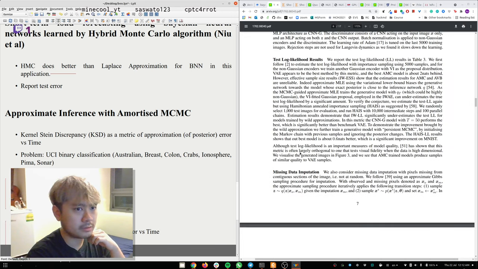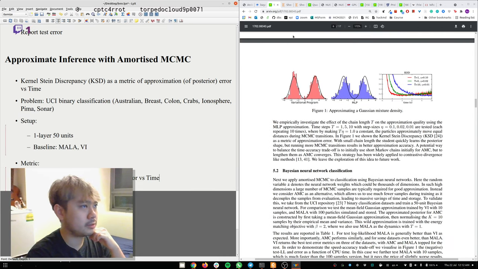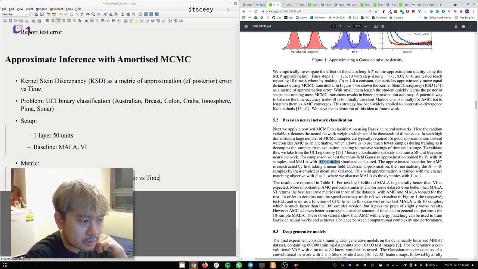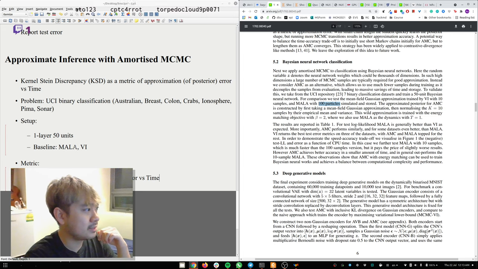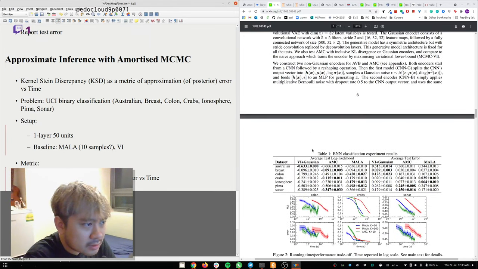Why is there suddenly an image? Oh, deep generative models, okay. I don't think I'll be doing that. How long were they trained for? 100 particles, what does that mean? Is that like a... Oh, what? 10 samples? Wait, what? 10 samples?